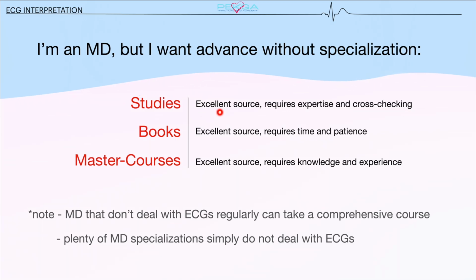So, you pick up, you read a study, and then you have to search other studies that have either confirmed or denied that study, and so on and so forth. So this takes some time. It requires quite a bit of dedication, really. But there's nothing better. Books. Now, you have an advantage because you can pick up more advanced books, okay? But it does require time, it does require patience. Master courses, I would say that they are an excellent resource.